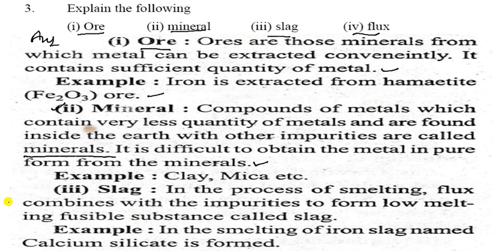Now second one mineral. Mineral compounds of metals which contain very less quantity of metals and are found inside the earth with other impurities are called minerals. So that is the mineral. It is difficult to obtain the metal in pure form from the minerals. So it is the most important thing. For example, clay, mica.